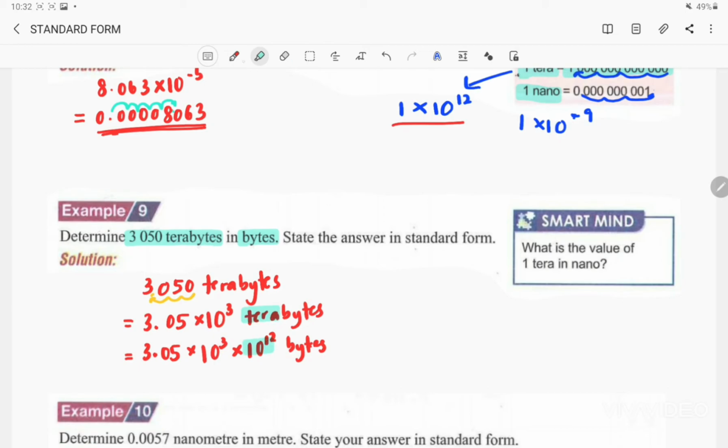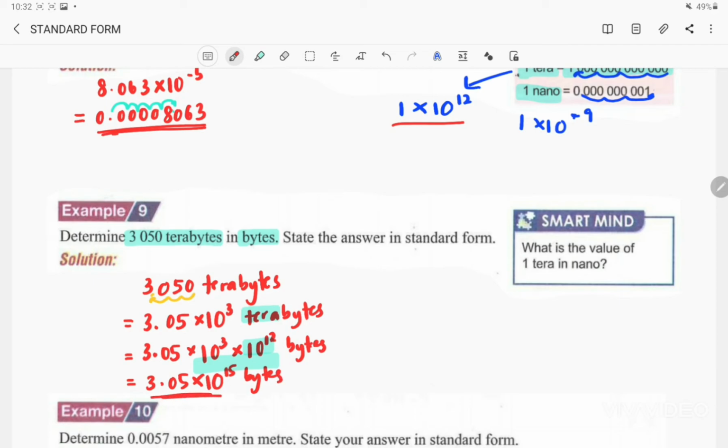So answer is, yang ni kita apply semula law of indices. Sekarang ni kita ada base yang sama, base 10. So index tu kita perlu tambah. So the answer will be 3.05 times 10 power of 15 bytes. Okay, this one is the answer.